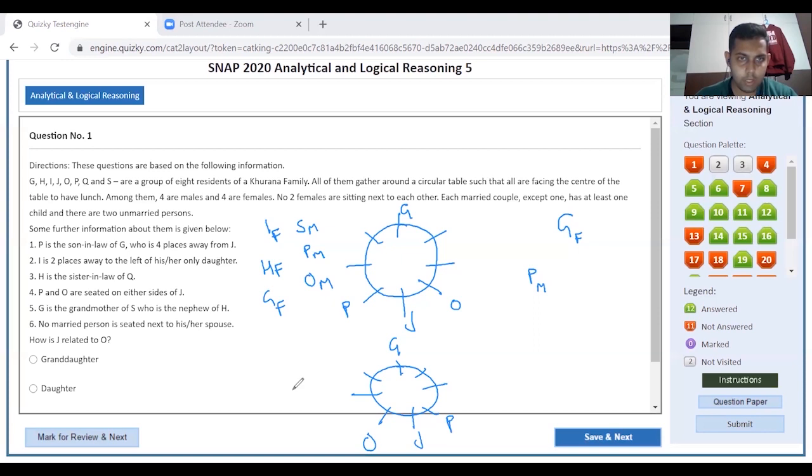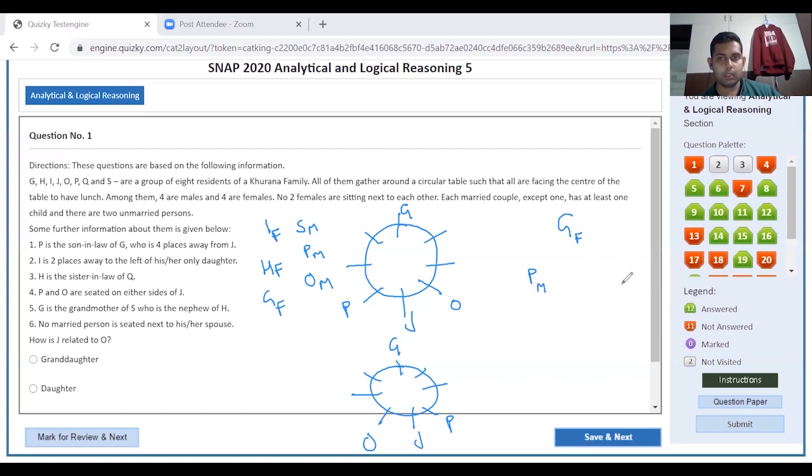Okay, two are unmarried and six are married. Fine. H is the sister-in-law of Q. Okay. And one female that is left is a daughter. I is not that female. H cannot be the female and J cannot be the female. So whoever is left is a daughter. That means between I and H only, the rest married women are there.